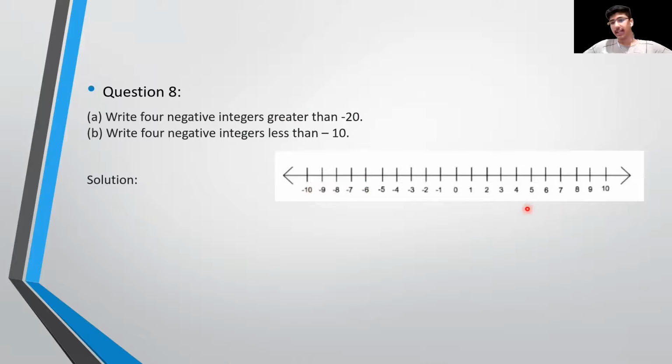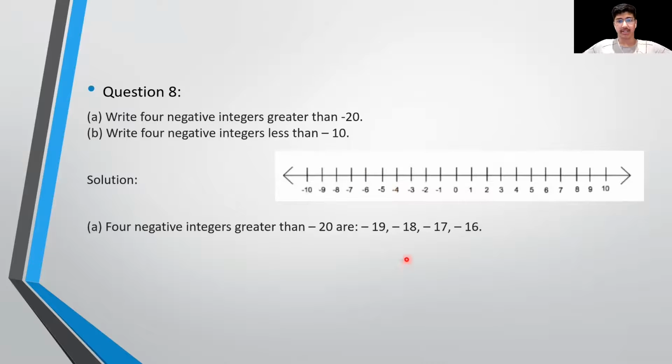Normally, if they ask us to write 4 numbers that are greater than 4, we will write 5, 6, 7, 8, right? But again, in negative numbers, it's going to be the opposite. So the numbers that come on the right hand side of -20 will be -19, -18, -17, and -16, which are greater than -20. All right. So that's the answer. -19, -18, -17, and -16.